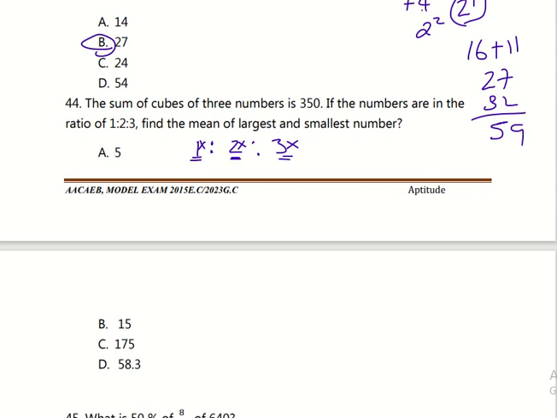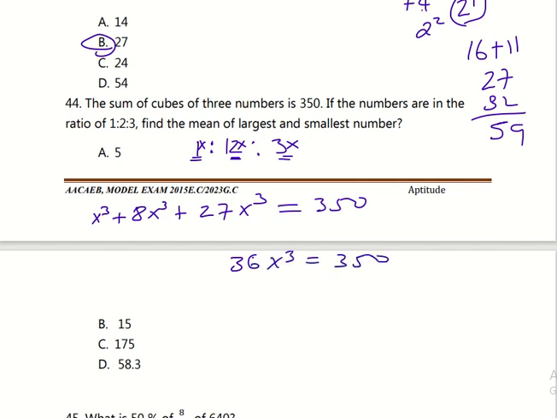But it says the sum of the cubes of these three numbers. That means x cubed plus the second one, when I cube it, will be 8x cubed, plus when I cube the third one, it will be 27x cubed. I cube each of them, and when I cube, I have to cube the whole term. So 2 cubed will be 8, that's why. This is equal to 350, it's given to us. So when I add, it will be 36x cubed is equal to 350.